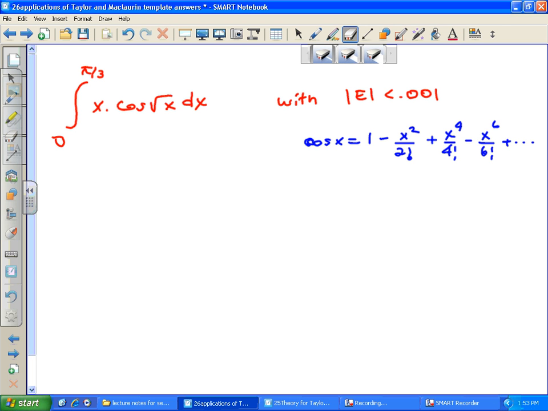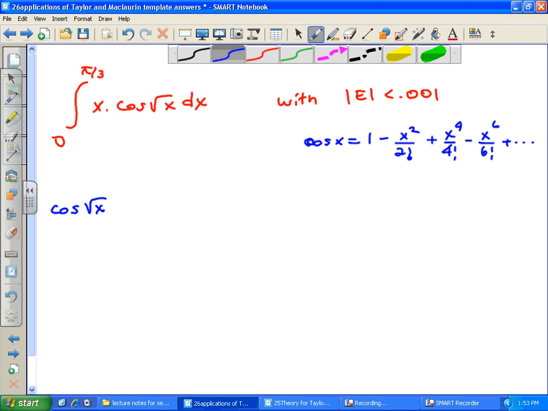Okay, so we're going to start with cosine x. And first of all, we need a series for cosine of root x. Let's begin with that. So we want a series for cosine of the square root of x. So every x will be replaced by root x, right? So we'll have something that looks like this. 1 minus root x to the second power over 2 factorial plus root x to the fourth power over 4 factorial, etc.